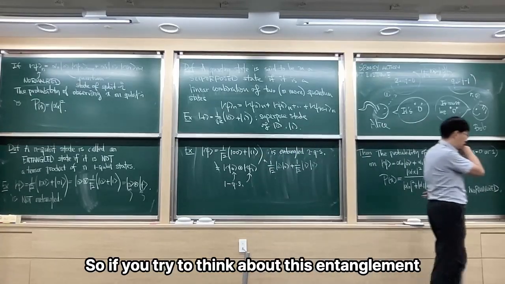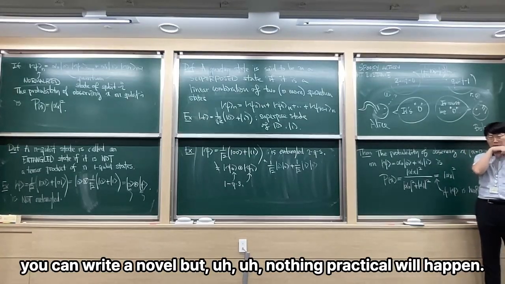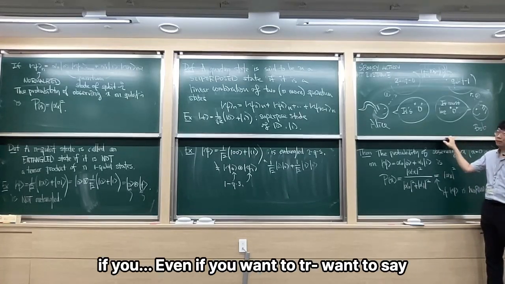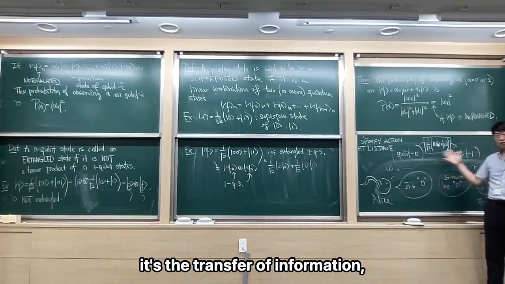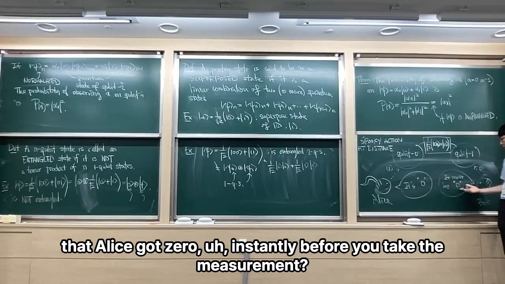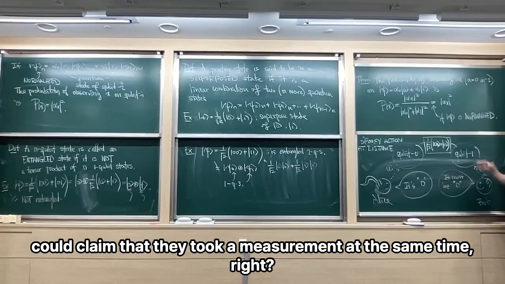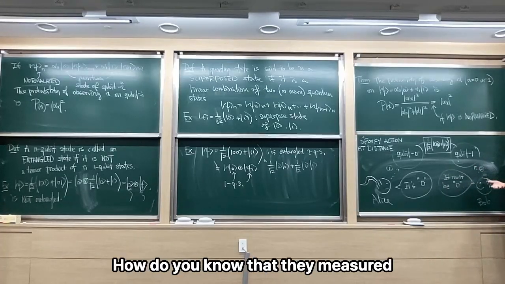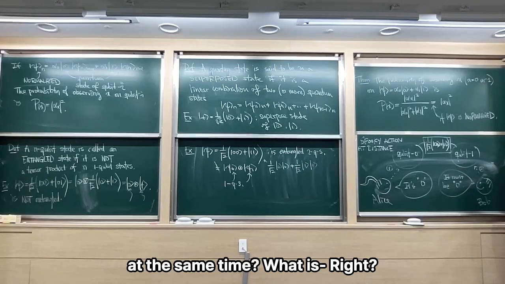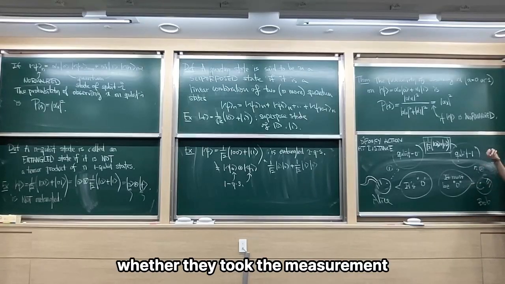So if you try to think about this entanglement with your imagination, you can write a novel, but nothing practical will happen. So, for example, even if you want to say it's the transfer of information, how do you know that Alice got 0 instantly before you take the measurement? So Alice and Bob could claim that they took a measurement at the same time, right? But how do you know that they measured at the same time? Right? The time is also relativistic. I'm not a physicist, so I may be wrong. So you don't know whether they took the measurement at the same time.